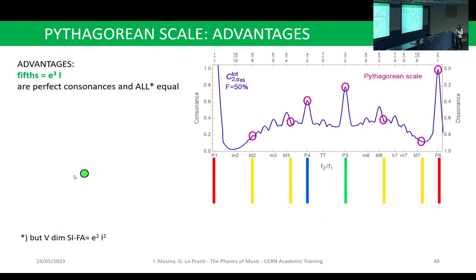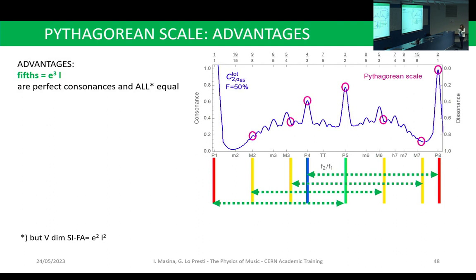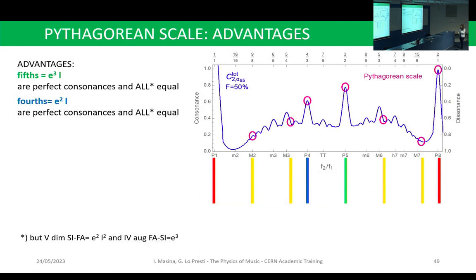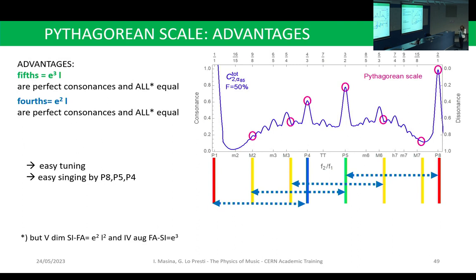Anyway, what are the advantages of this kind of tuning? That all fifths are given by 2 to the power of 3 times the ratio. They are all perfect. They are all equal, except this diminished fifth, which is different, but this is diminished. Then you see the distance between all fifths is the same. Physically, you see it's the same in this logarithmic scale. And what about the fourth? The same. They are all equal. So it was really easy to tune. Singing by a difference of perfect octave, perfect fifth, and perfect fourth. And this is the basis of Gregorian singing, actually, the maximum of consonance, the maximum of perfection, let's say, in consonance. They stressed this kind of approach to composition.